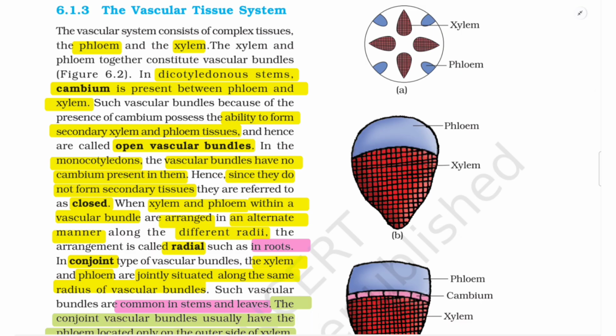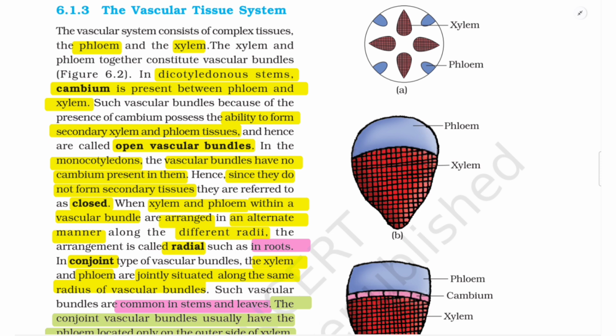6.1.3 The vascular tissue system. The vascular system consists of complex tissues, the phloem and the xylem. The xylem and phloem together constitute vascular bundles, figure 6.2. In dicotyledonous stems, cambium is present between phloem and xylem. Such vascular bundles, because of the presence of cambium, possess the ability to form secondary xylem and phloem tissues and hence are called open vascular bundles.